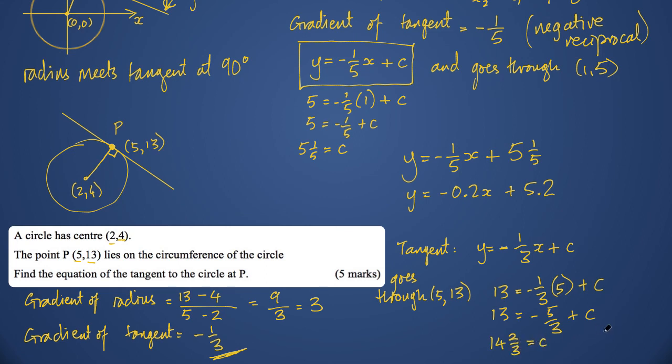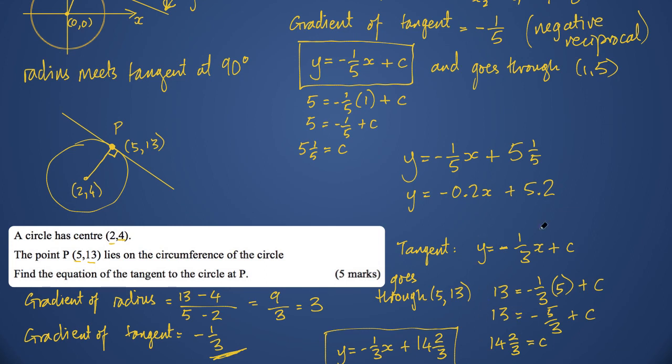And that tells me the equation of the tangent is what I had here, but now I know what c is. So y equals minus 1/3 of x plus 14 2/3. And that's the equation of the tangent to the circle at P.